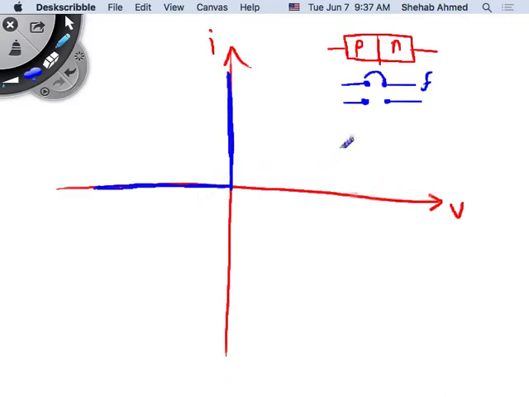Okay? And this is the polarity that I'm referring to. This is V diode, this is I diode. So on the left side it acts like an open? Yes, here it's acting like an open circuit. This is reverse, and here it's forward. This is the ideal characteristic.